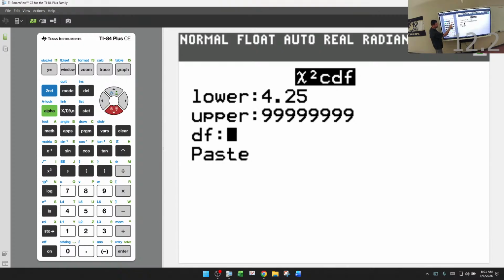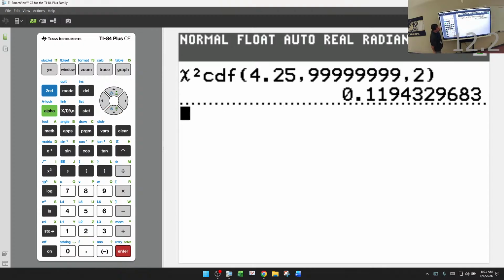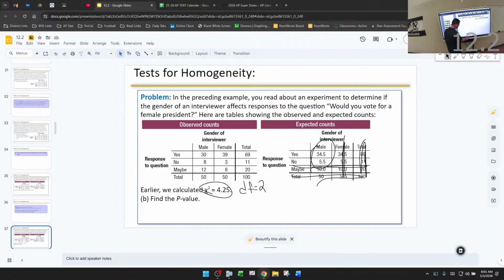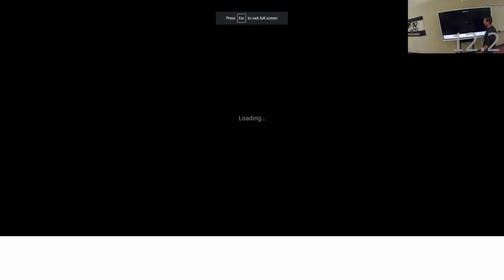4.25 to 99992. 0.11, 0.12, 0.119, 0.1194. Put whatever you want. Don't put 0.1. Actually, I guess you're okay with that, but P is high, you got to fail to reject. There is not enough evidence to suggest the gender affected the responses. There is not enough evidence to suggest the gender affected it.